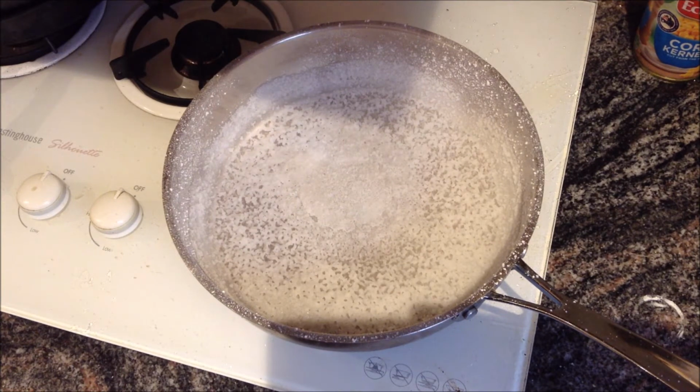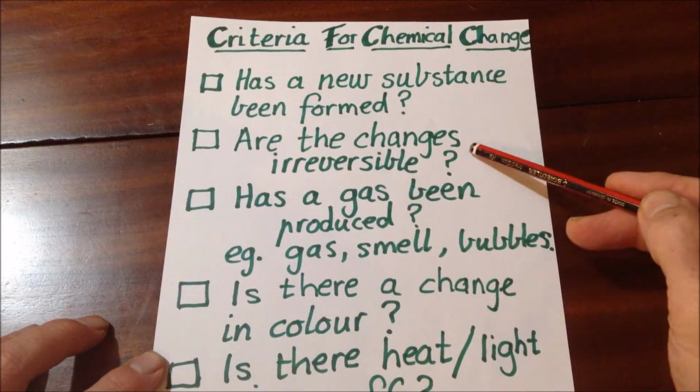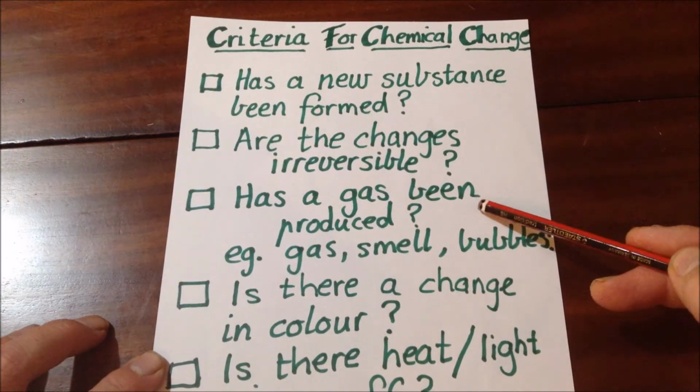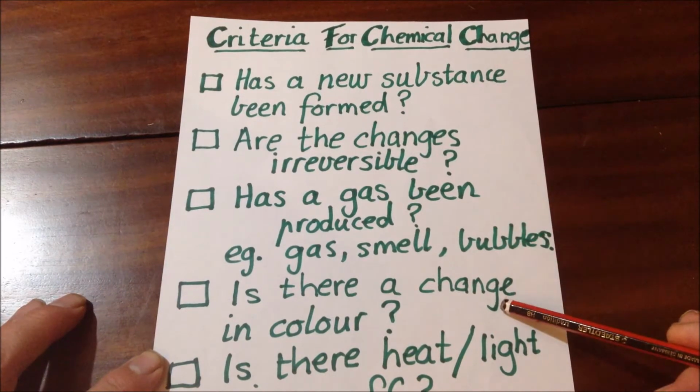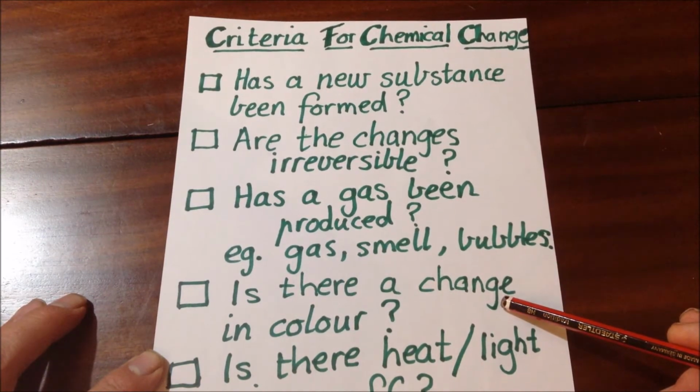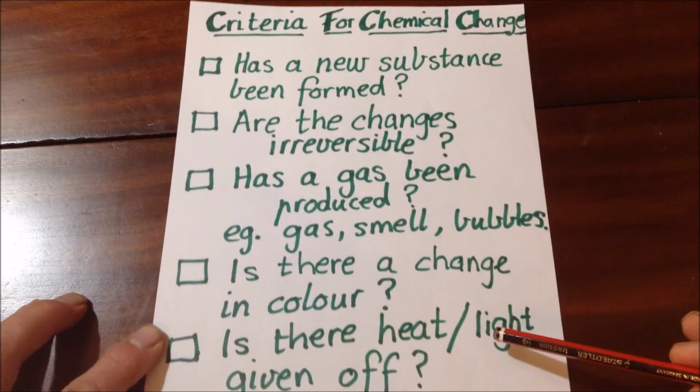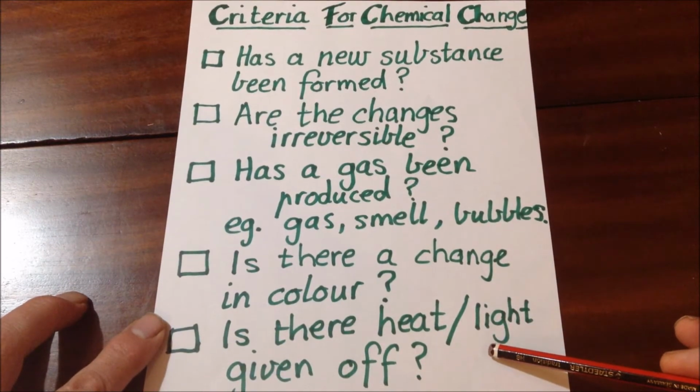Is this a reversible or irreversible change? Can it go back? So it sort of was reversible. The gas, well, there was a bit of a salty smell about it, but that was probably there just because it had got mixed into the water. There wasn't really a change of colour other than just being a bit dissolved, and there wasn't really any heat or light given off in the experiment.